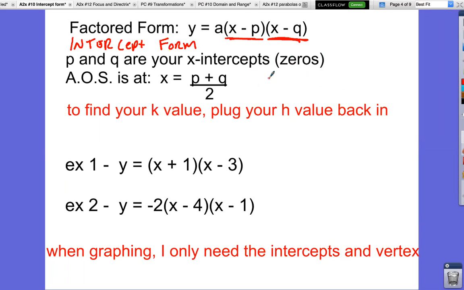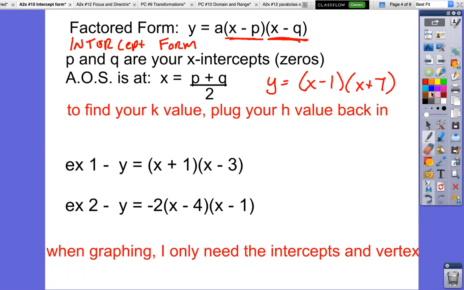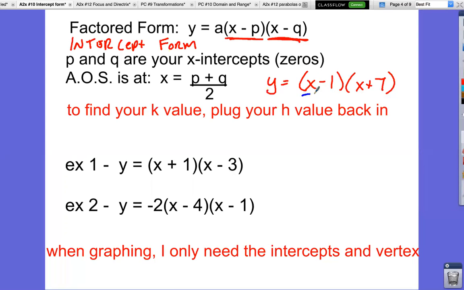Well, just for good measure, what if I have this: x minus 1, x plus 7? What do you think my x-intercepts are? What are my zeros here? What do you think they are going to be? Somebody tell me.